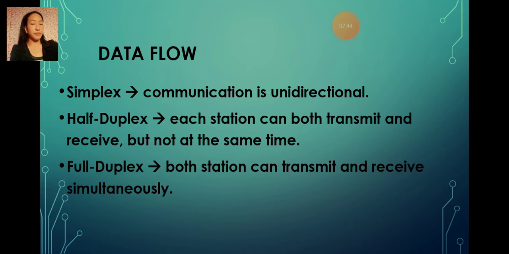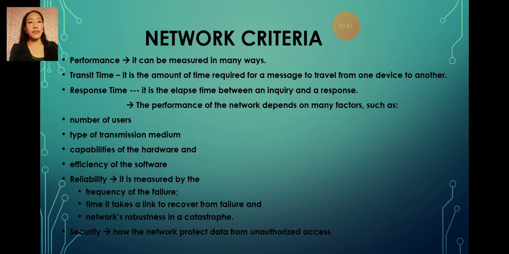Next is the network criteria. First is performance. A network must be able to meet a certain number of criteria. The most important is performance, because it can be measured in many ways. Performance can be measured by the transit time, which is the amount of time required for a message to travel from one device to another, and response time, which is the elapsed time between an inquiry and a response.